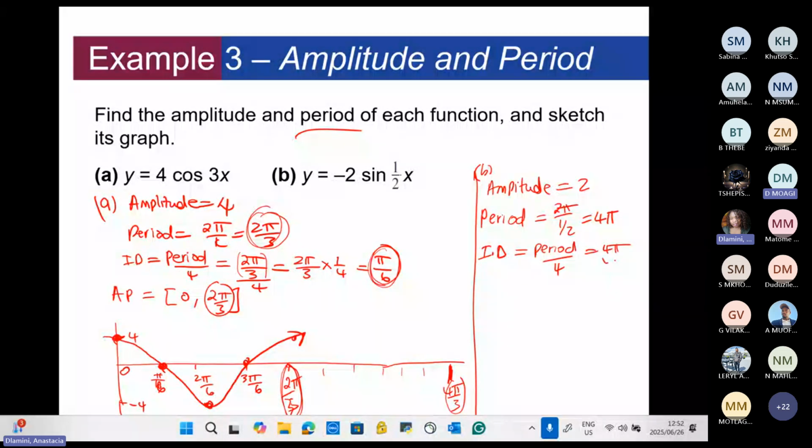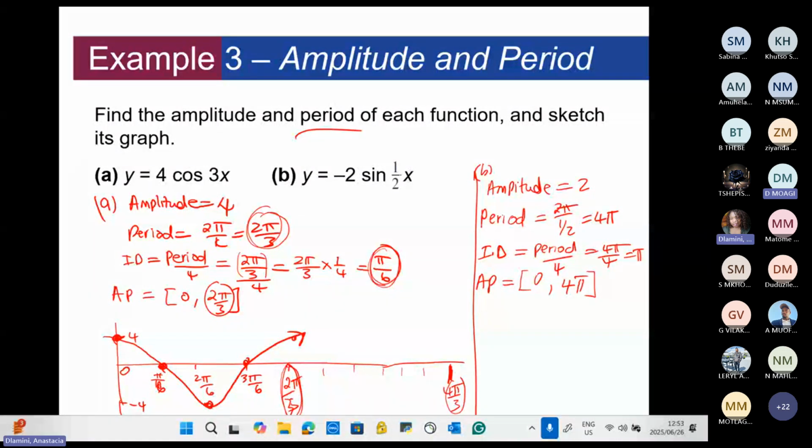And then what is the appropriate interval at which you have to start? You cannot start based on how you feel. So it will be between what and what? 0 to 4 pi. Thank you. Then you start drawing. Are we all together? I didn't lose anyone, isn't it? Yes, ma'am.